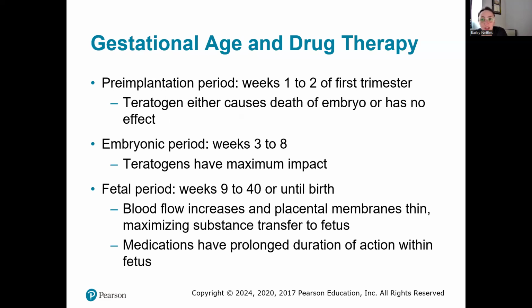When you're 1 to 2 weeks pregnant, you don't even know you're pregnant. That's right after implantation. That means you have no clue. The embryonic period between 3 to 8 weeks, that's when most people figure out that they are pregnant. Oh, I've missed my period. Let me take a pregnancy test. And this is actually when the teratogens have the maximum impact on the fetus. So you found out you're pregnant, you stop taking the meds, hopefully.